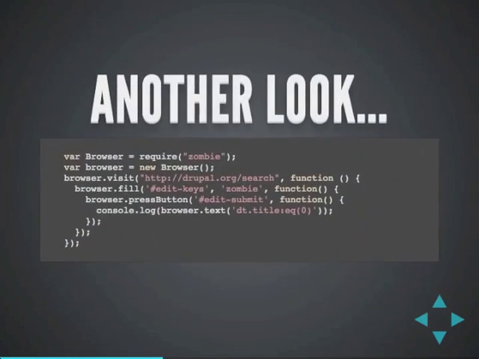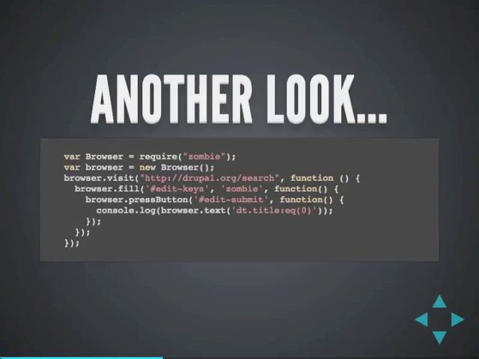So let's actually go back to that very first example that I showed you guys. Now I think we can understand what it's doing here. It waits for the response for something to happen, because everything in the browser is asynchronous. So it waits for that to happen, then it fills, then it waits for that to happen, then it presses the button, it waits for that to happen, then it console logs.